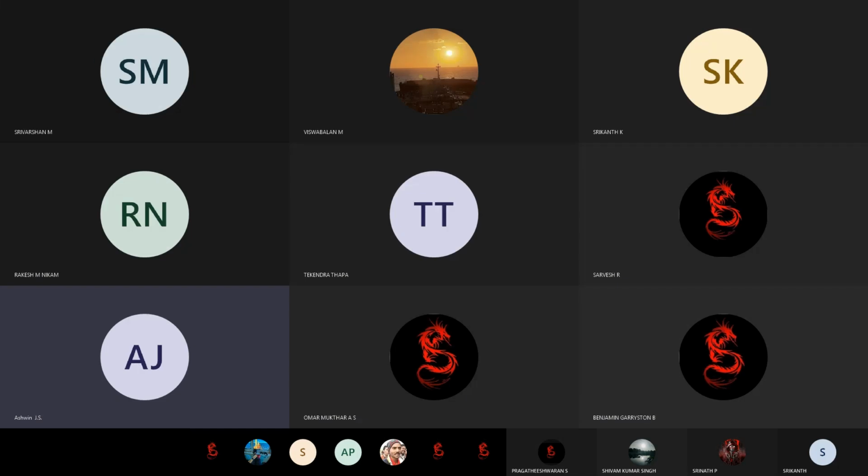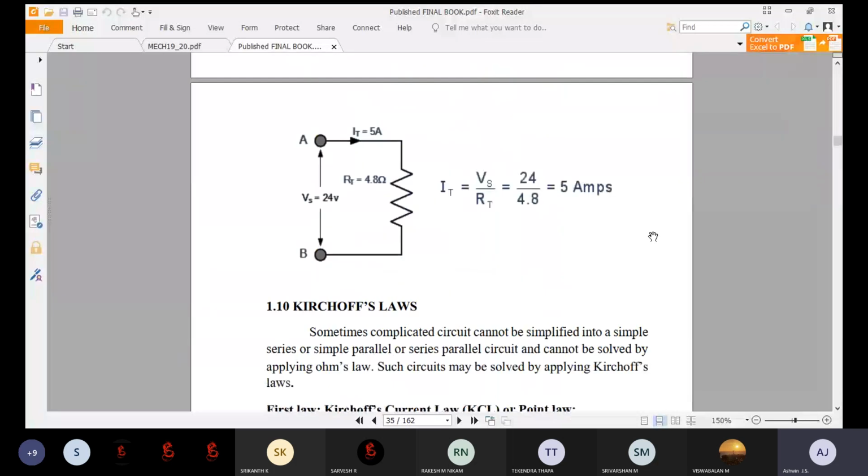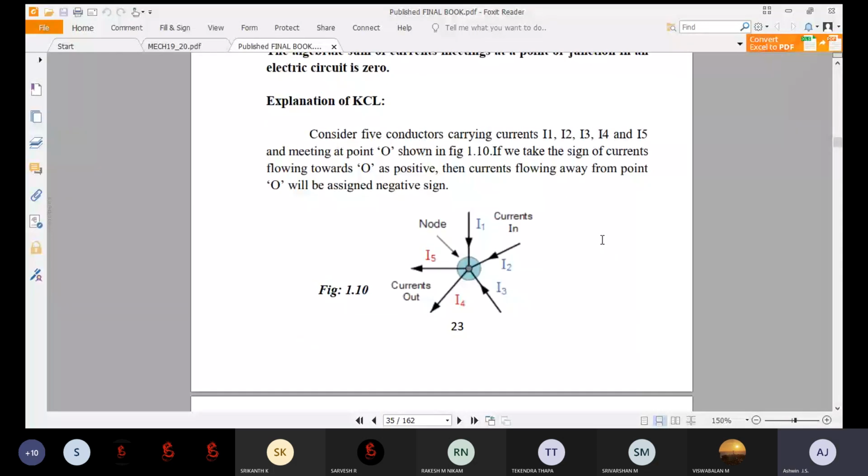The summation of the current meeting at a particular junction is equal to 0. So the statement is: the algebraic sum of the current meeting at a point or a junction in an electric circuit is 0. And we've seen in a node how many incoming currents are there. Similarly, the outgoing current value will be equal.